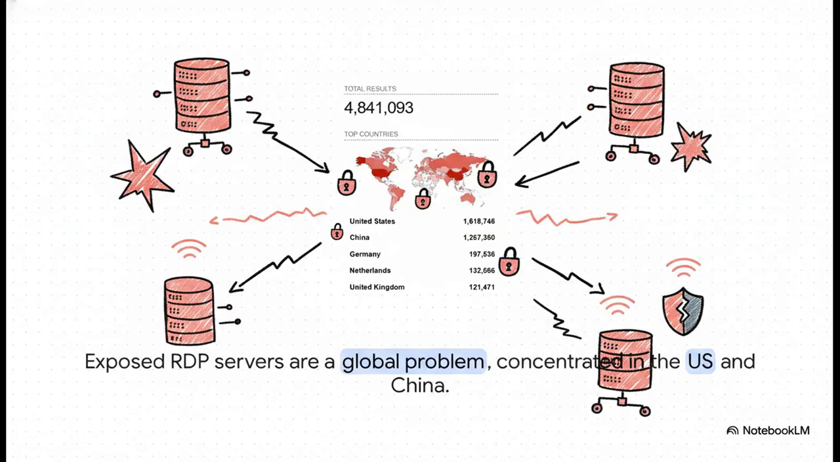And this is not some localized issue. As you can see on this map, these vulnerable servers are literally all over the globe. It's created this massive worldwide attack surface that's basically a buffet for cybercriminals.